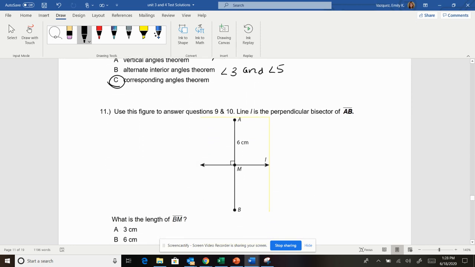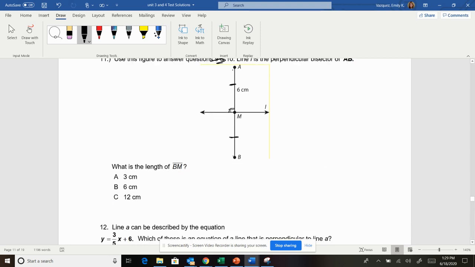Number 11, use this figure to answer, ignore that, okay? Line L is the perpendicular bisector of AB. So perpendicular bisector means that it creates a 90-degree angle, which they put here. And line L is the perpendicular bisector of AB. So this segment is equal to this segment. So it creates a 90-degree angle, and it also bisects the line, making them equal to each other.